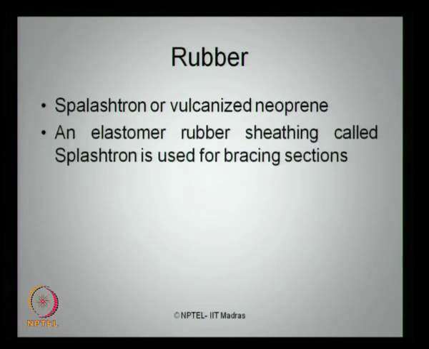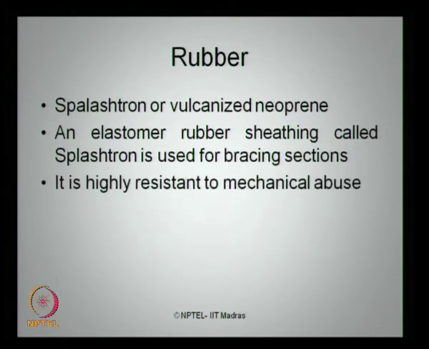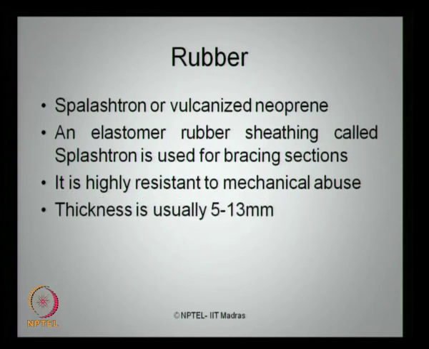An elastomer rubber sheathing, which is called Splastron, is very commonly used on bracing sections. It is highly resistant to corrosion and also to mechanical abuse. It has a very high tearing strength, and once the rubber coating or sheathing hardens, you will not be able to tear it off so easily. It adheres to the parent material very strongly and tends to become homogeneous with the parent member. The thickness usually varies from 5 millimeter to 13 millimeter, which is substantially high compared to Monel sheathing, which is hardly 1 millimeter.